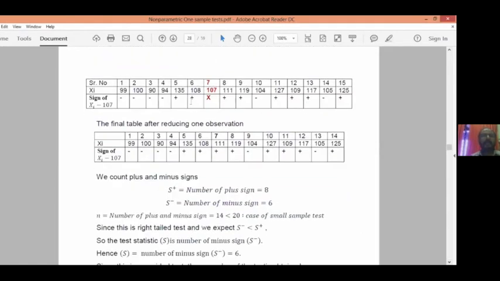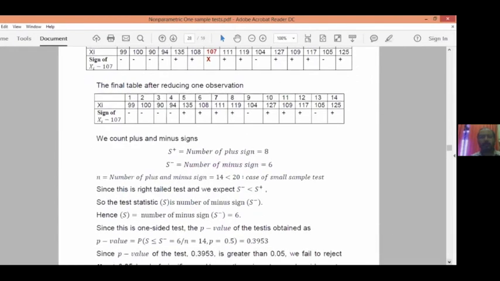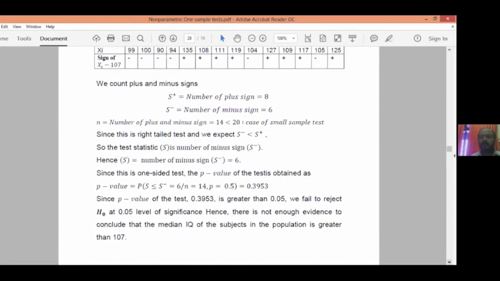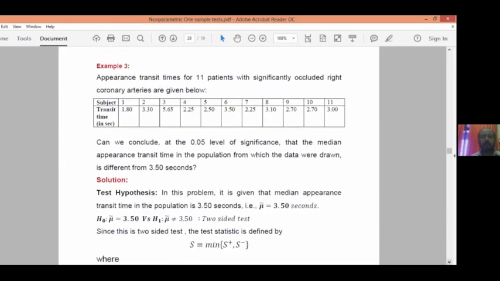Exactly the same kind of problem. I have taken the differences with plus and minus signs assigned in this table, and then, after discarding the matching observations, we have this. Then we count the number of plus signs and minus signs and get the statistic value. Finally we find the critical value and compare, and then we come to the conclusion. So this is the working problem, how to apply it.